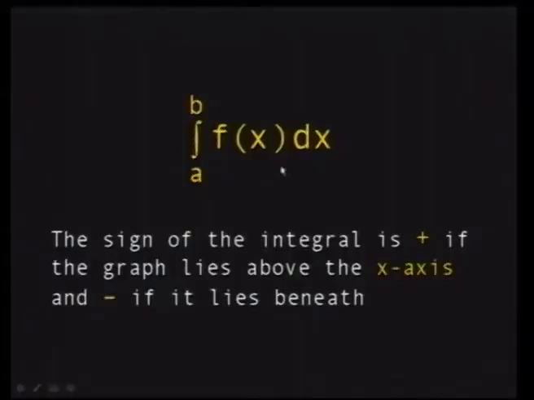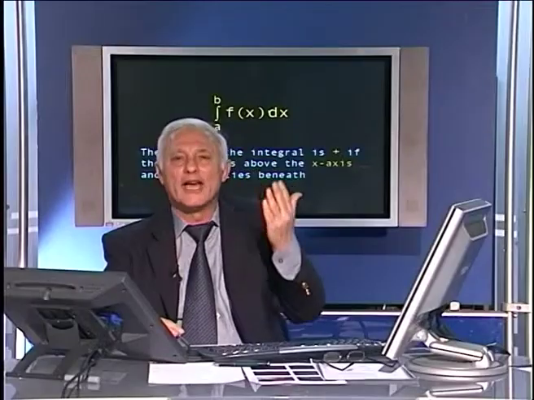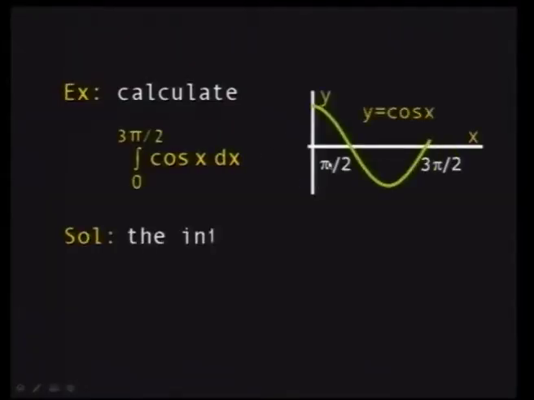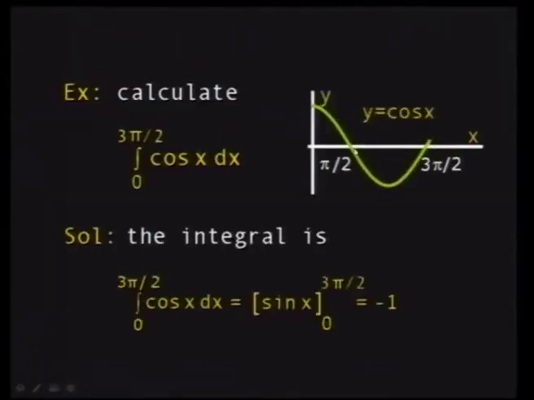So here it is, your function. If it is positive, your integral is positive. And if the function is negative, in other words, your graph is below the x-axis, you get a negative value for the integral. Now, for example, here you have a function y equals cosine x, and you want to evaluate the integral from 0 to 3π/2. You apply the fundamental theorem. The integral of cosine is sine. You substitute from 0 to 3π/2, and you get minus 1.